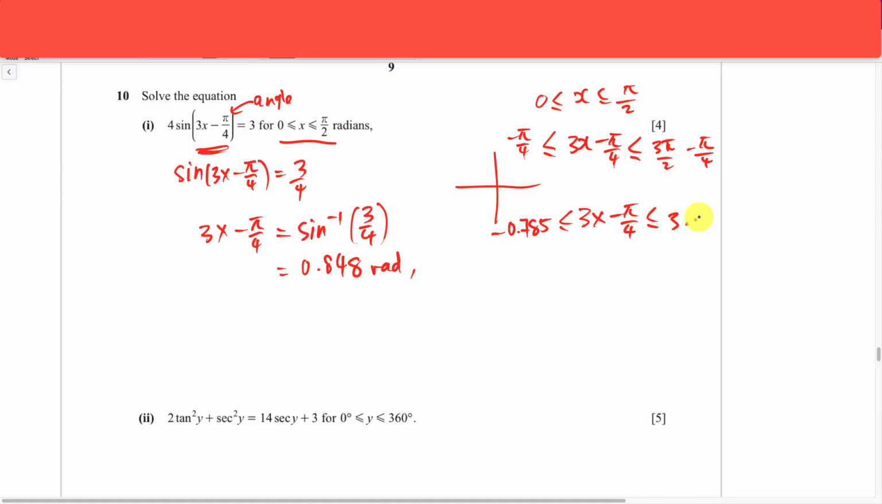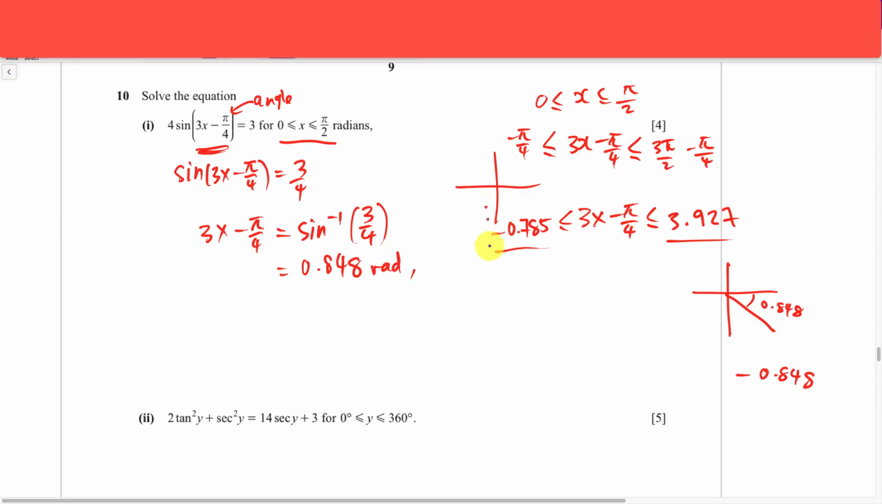Yeah, it's 3.927. Alright, so that means your angle should be within this range. Because of your reference angle, your first angle here is basically 0.848. So even if you go backwards to get the negative angle, you will get negative 0.848, which is already out of the range, because this one is 0.7, larger than this one. So I will not go to the negative area, I will just make sure my value is around here.